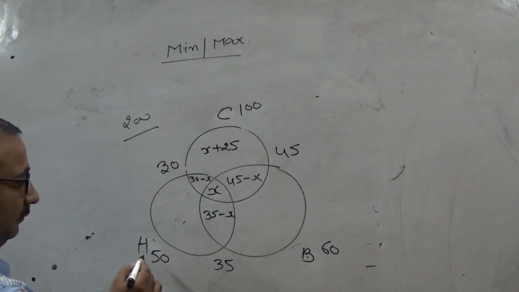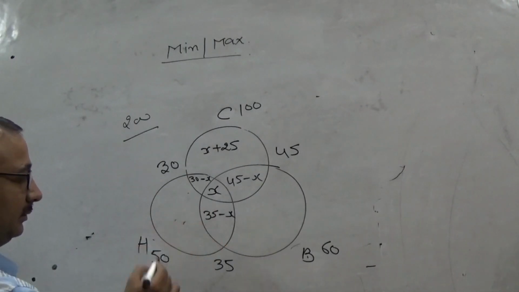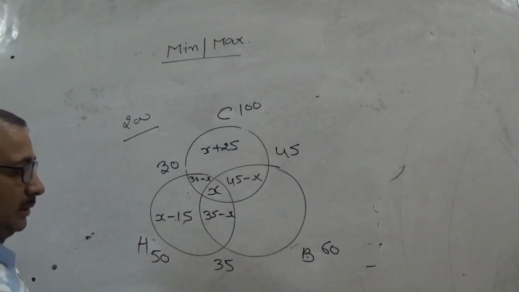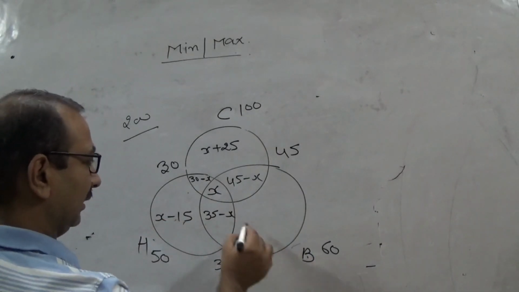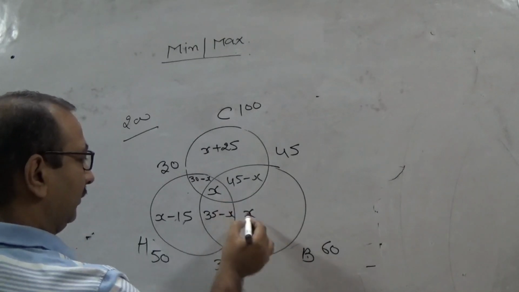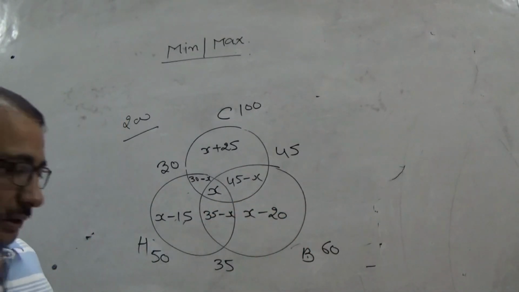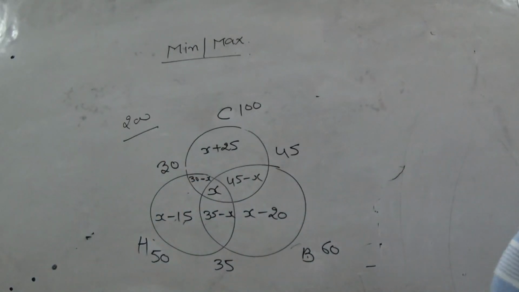Similarly, this is 50. So when I subtract here, ठीक है? That value will be x minus 15. And similarly, this is 60. When I subtract here, that value would be x minus 20. ठीक है? तो this information we have got, we have just converted all our values into this structure.